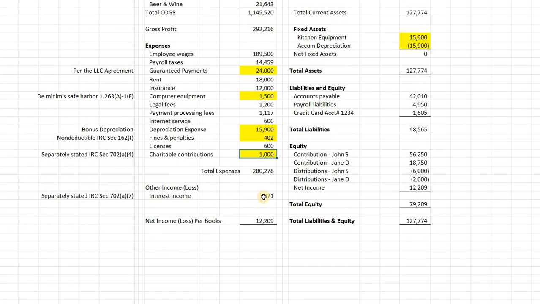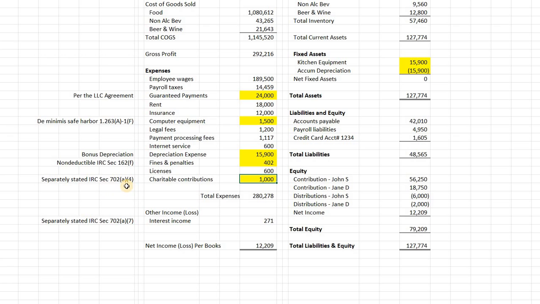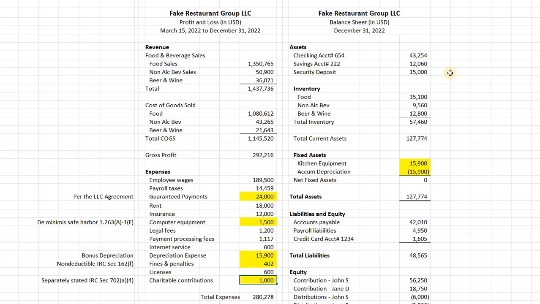And then there's some interest income, right? So they earn some interest on their savings account, $271, and that is also a separately stated item as well. And so we can find this in Subchapter K. Section 702(a)(7) covers these kinds of rules on separately stated items. These other items, right? 702(a)(4) highlights how we have to separately state charitable contributions, and most other items fall under (a)(7) there. All right, so now the balance sheet.